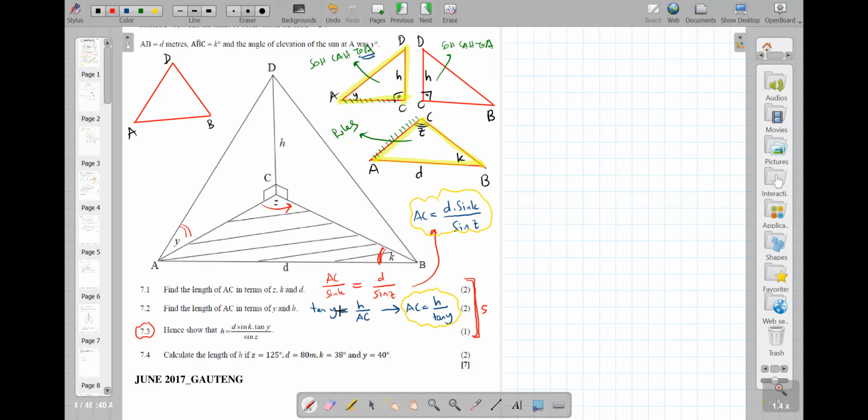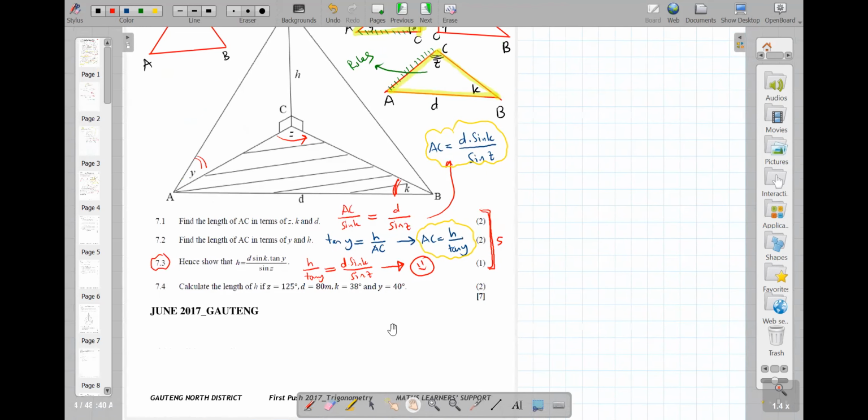In the last step, you can just say H over tangent Y is equal to the other one, D times sine K over sine Z. So how do you leave H alone? Just write what they wrote, because you're just going to take tangent Y to the other side. That's why it's 1 mark.